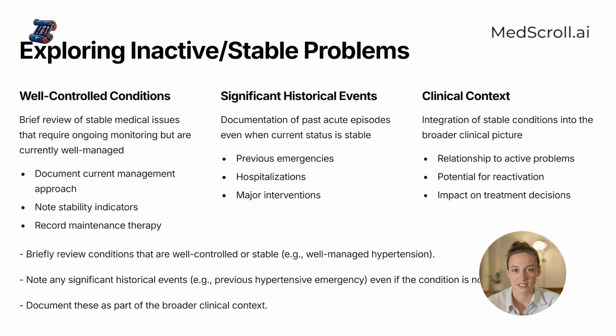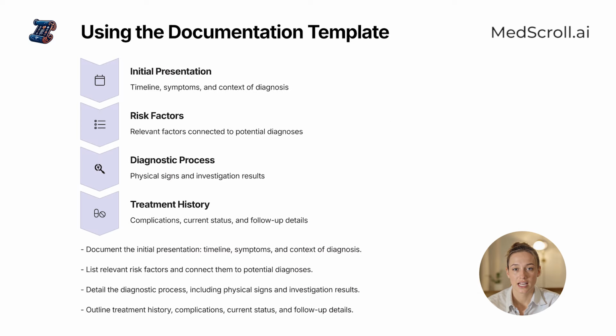In your documentation, you can either incorporate these inactive problems into the main narrative or list them in the past medical history section, along with a brief comment that they are stable or well controlled. A structured documentation template can help you systematically cover all aspects of the patient's clinical history. Start by documenting the initial presentation, noting the timeline, presenting symptoms, and the context in which the problem was first identified. Then, list any relevant risk factors that might predispose the patient to certain conditions.